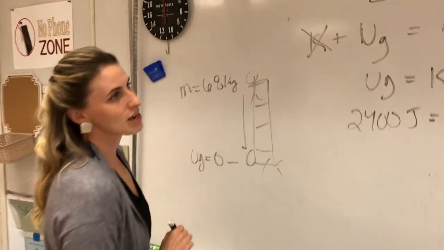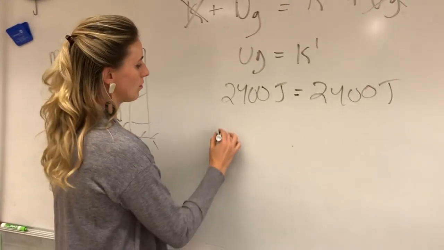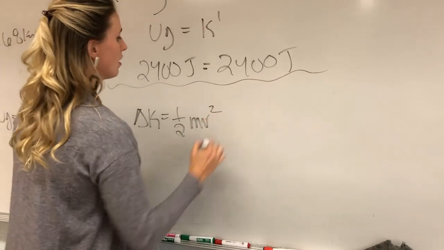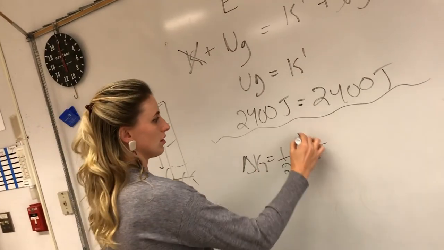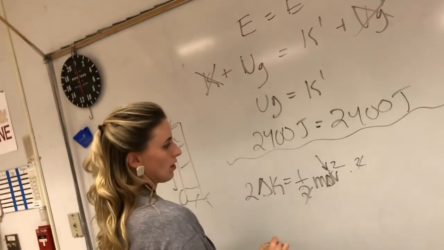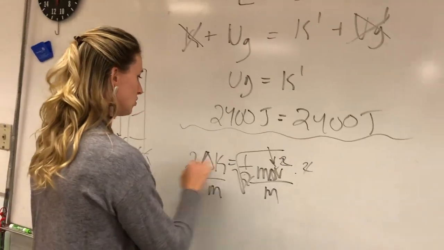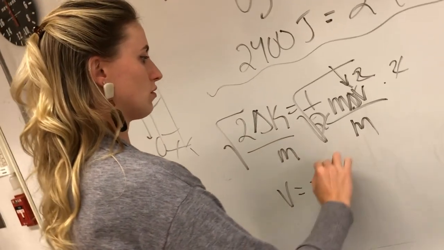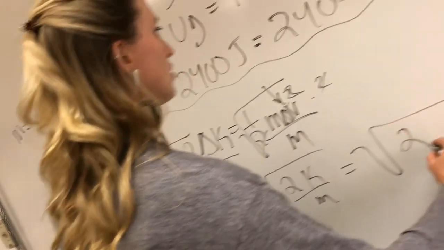We calculated it, and we want to know my speed, my velocity. We know that the change in kinetic energy equals 1/2 mv, delta v squared. We've got the kinetic energy and we want the velocity, so let's do some math. I'm going to multiply by 2, divide by my mass, and then, because of the square, take the square root. Can they see this okay? So my velocity is going to equal the square root of 2 times my kinetic energy divided by my mass. 2 times 2400.